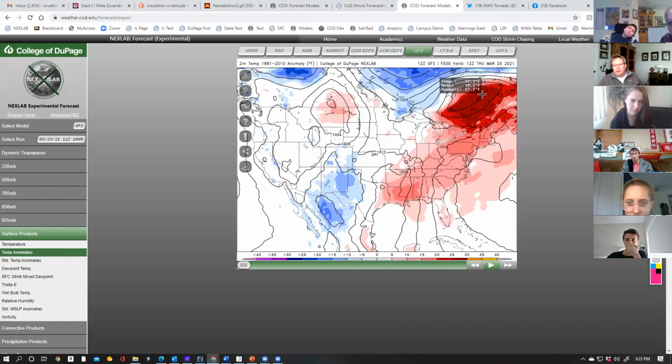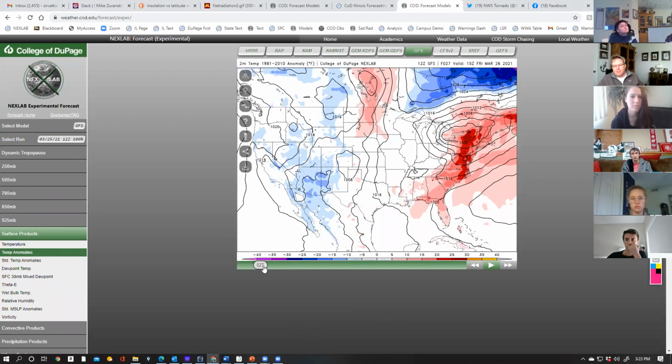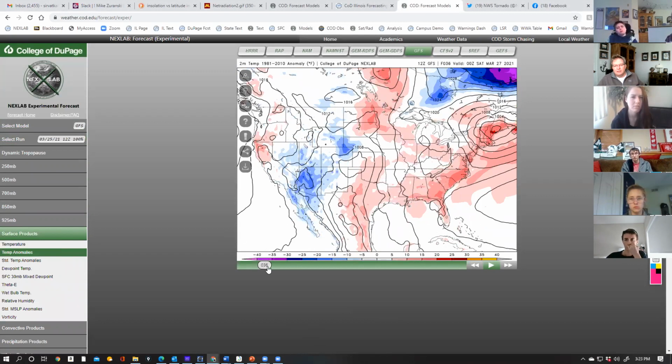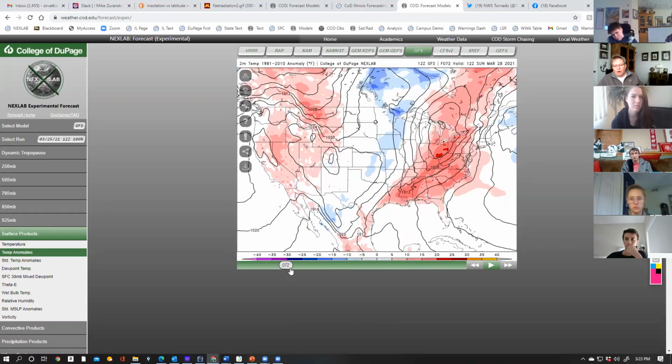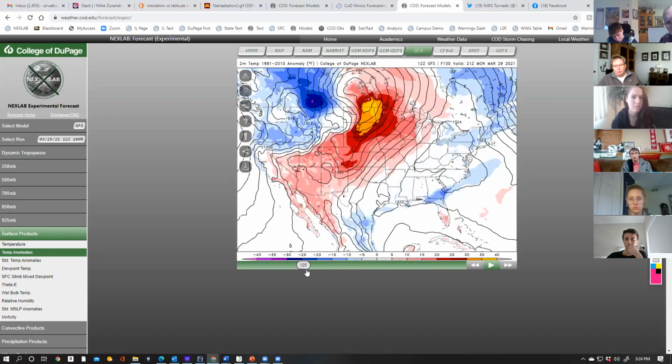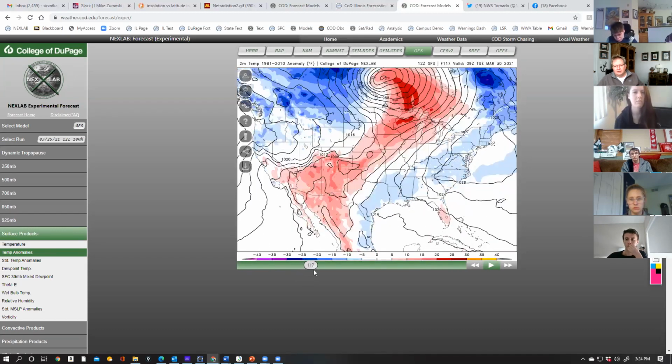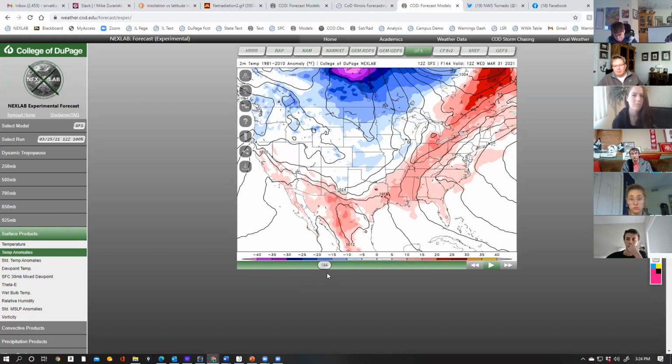So very warm, warmer than normal way up in Canada. Blue is colder than normal. These are the anomalies. So over the next few days, warm anomalies, warm, warm, warm, and then, ooh, big warm anomaly. But then look what happens a little bit later.